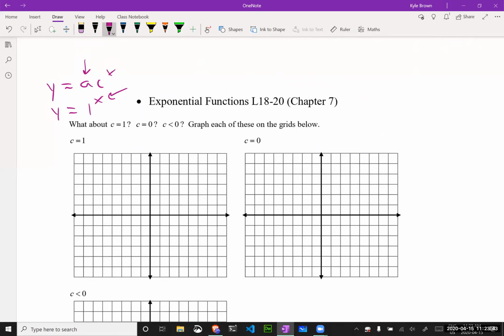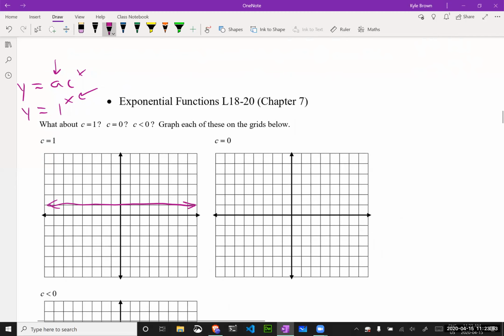That's always coming out as 1, right? So no matter what the x value is, the y value is stuck at 1. So that's the way that graph would look. Now, the next one, this is kind of a strange one.